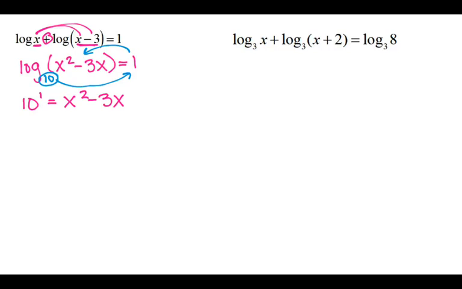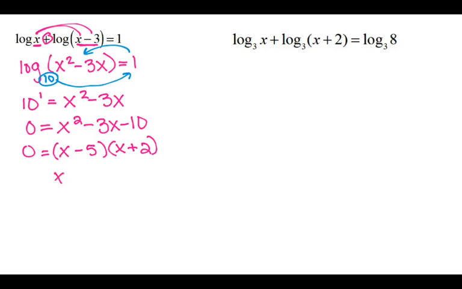Well, 10 to the first is just 10, and since I have an x squared, it's a quadratic, I want to get it equal to 0, so I'm going to subtract 10 from both sides. And hopefully this is factorable, because I really don't want to do the quadratic formula. So two numbers that multiply to -10 and add to -3, -5 and +2. Perfect, no quadratic formula.